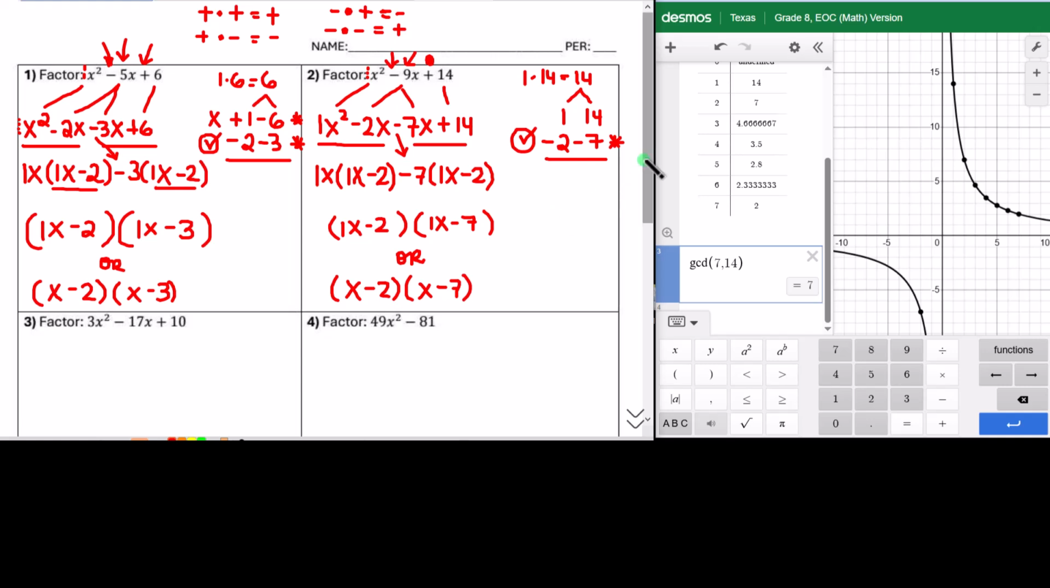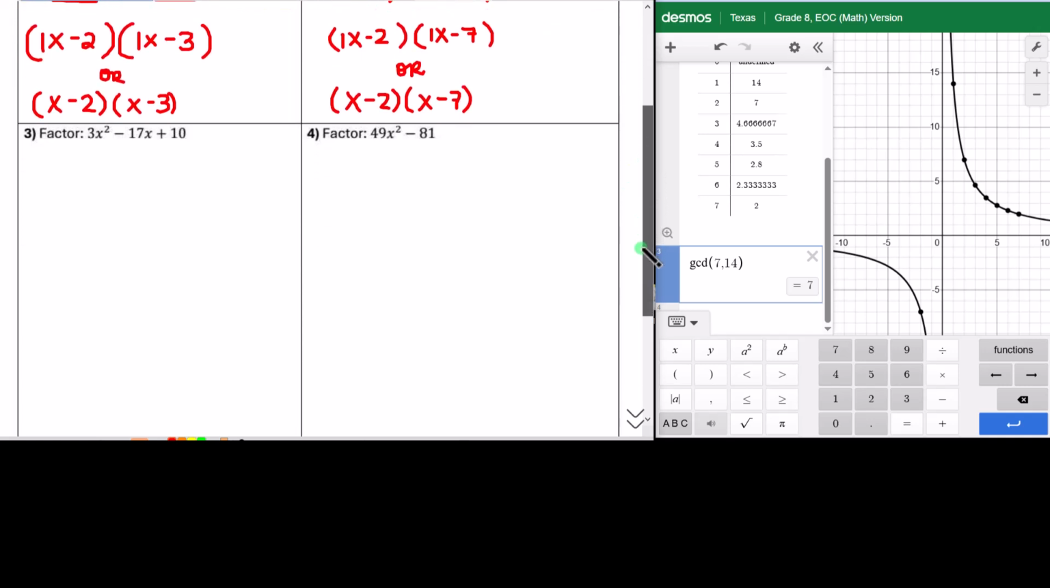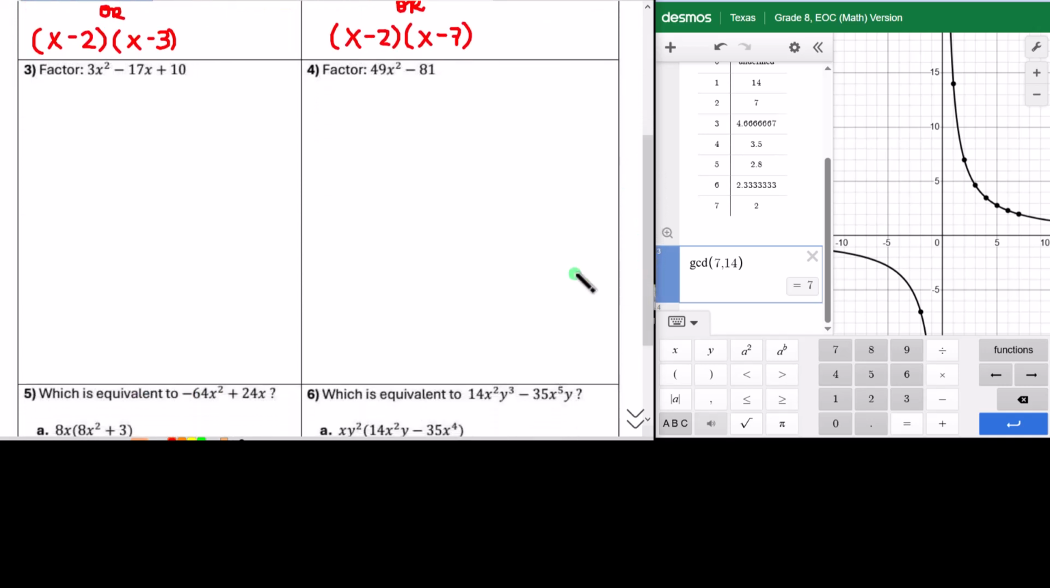All right, let's go on to the next problem. Okay, next problem, again we're finding the factors. So remember, you take the first number times the last. So we take 3 times 10, which equals 30.